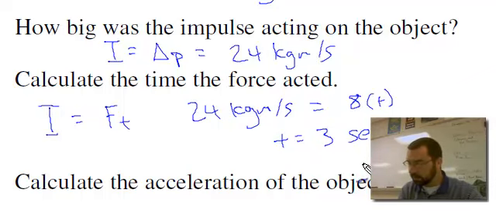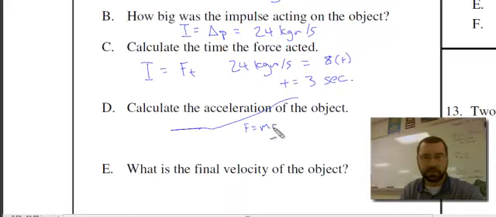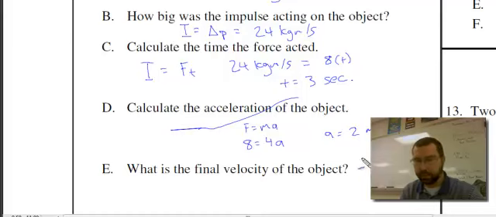And then calculate the acceleration of the object. Sorry about that. Force is equal to mass times acceleration. So the force was 8 newtons. The mass that was given to us, that was 4 kilograms. So the acceleration then, if we solve for that, is equal to 2 meters per second squared.